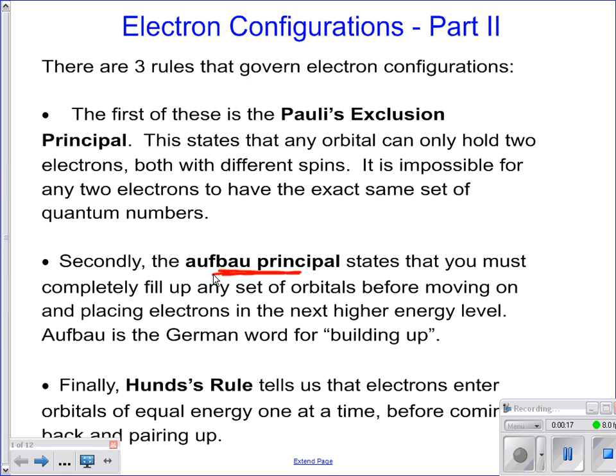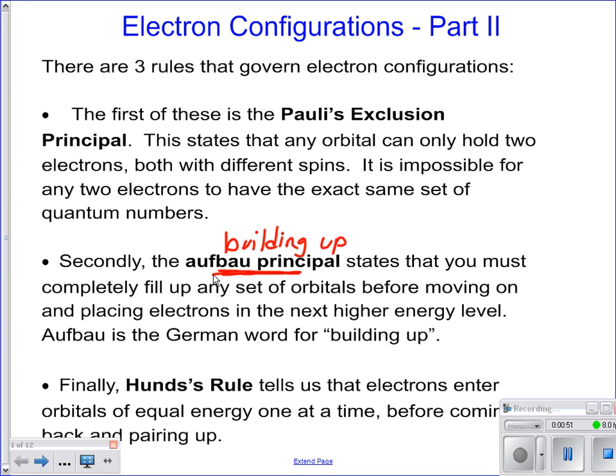Remember that Aufbau means building up in German. So you need to make sure that when you're putting in electrons for multiple electrons within an atom, that you fill up those lower energy levels before you come back in and fill up the high energy levels. It's just like if we're walking up the stairs, you're not going to just go from step 1 to step 8. You're going to go from step 1 to step 2 to step 3, etc.